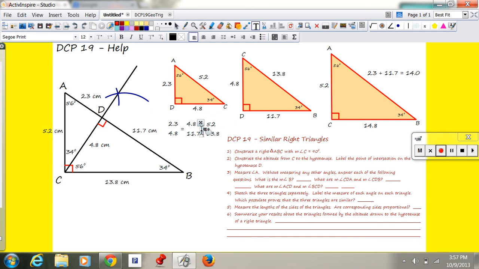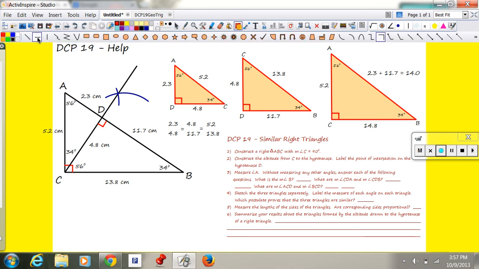So what you would do is make your fractions. I did 2.3 over 4.8, 4.8 over 11.7, 5.2 over 13.8. Then you could do 4.8 over 5.2, 13.8 over 14, and 11.7 over 14.8. And you could show that they all come out to be the same ratio. They all come out congruent there. If you reduce these, they should come out congruent. Now, mine aren't, because mine are just made up numbers. I didn't measure these. I just made them up so you can see what to do on yours.